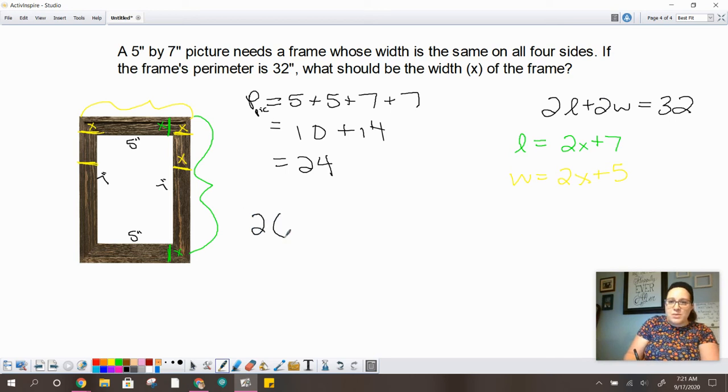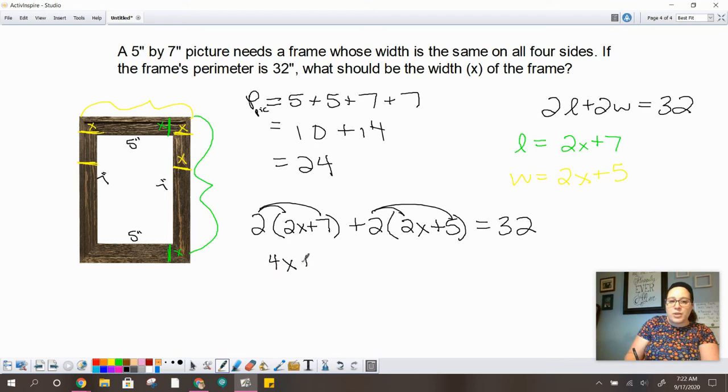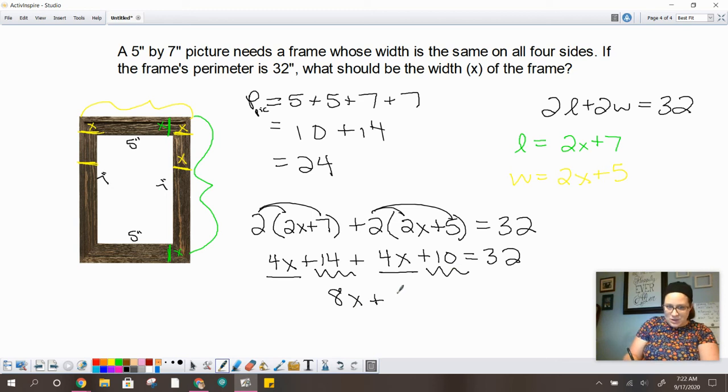So I have 2 times my length of 2x plus 7 plus 2 times my width of 2x plus 5. And that should give me 32. And then I can go ahead and solve, distribute. So I have 4x plus 14 plus 4x plus 10 equals 32. Combine your like terms. So I have 8x plus 24, which, oh look, that's the perimeter from up here, okay, equals 32.